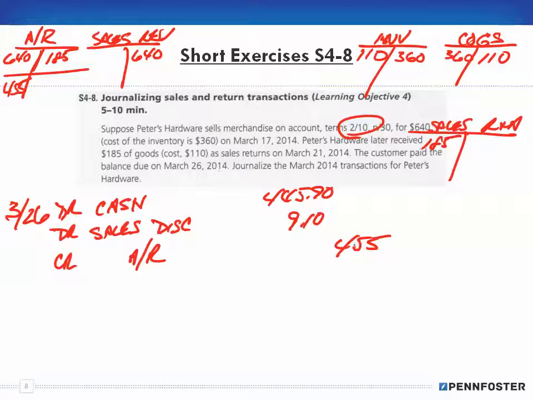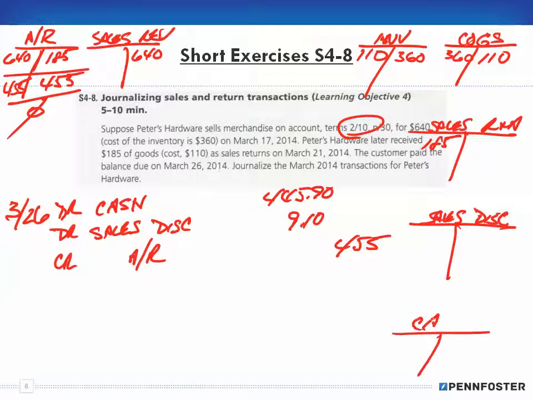So when I look at everything as it's all said and done, now I'm going to add a sales discount account here. What do we have? I have a credit to my accounts receivable for $455, so I'm going to post the $455, and now the net balance in my receivable is 0. I have a cash account, because now I'm going to receive cash, and I'm receiving $445.90. And I also have a debit to my sales discount of $9.10.